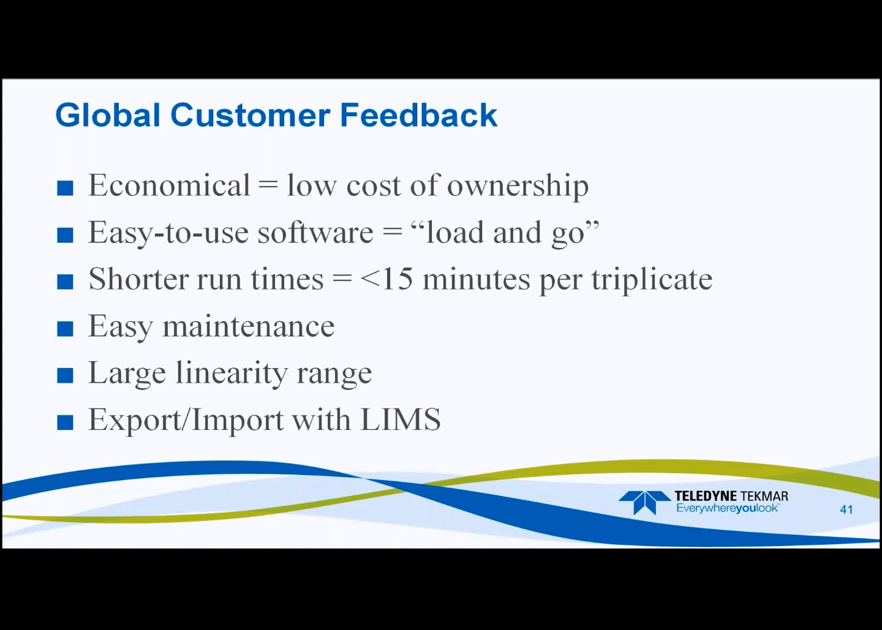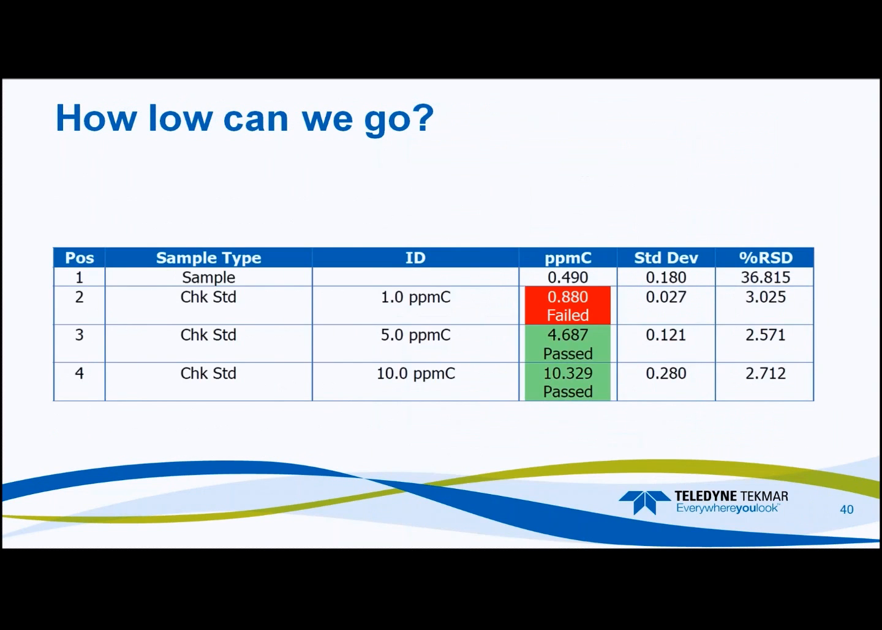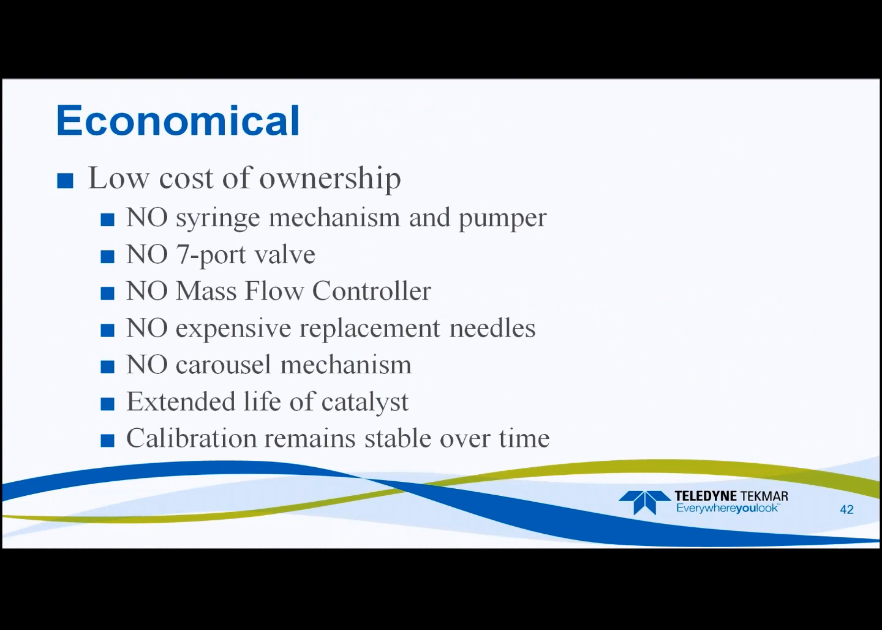We need to have a large linearity range. It makes me cringe when people say, I have to run two calibration curves, one for my low end and one for my high end. It shouldn't be that way. You should be able to run 0 to 1,000 and encompass all of your samples in between, and still be able to pass a low 5 ppm check standard and a middle range, 100 or 500 or 50. Sorry, went the wrong way.